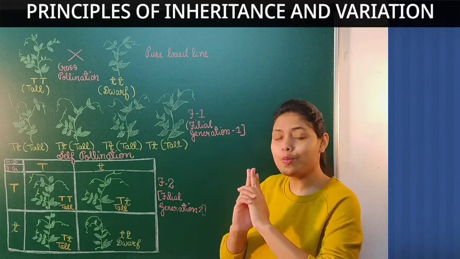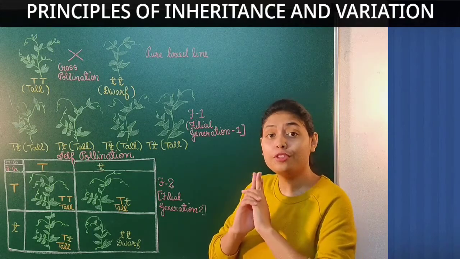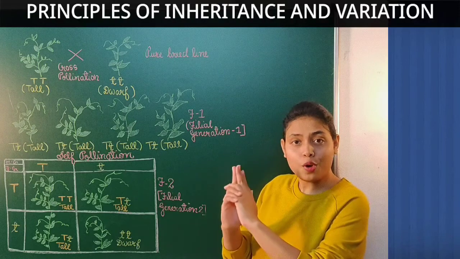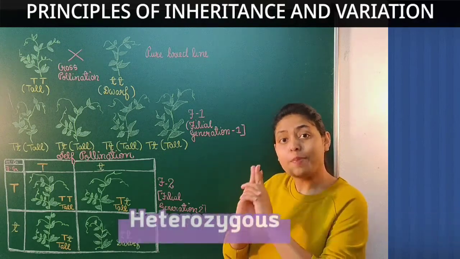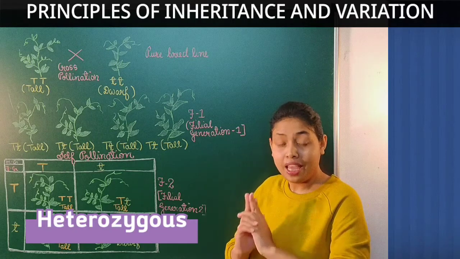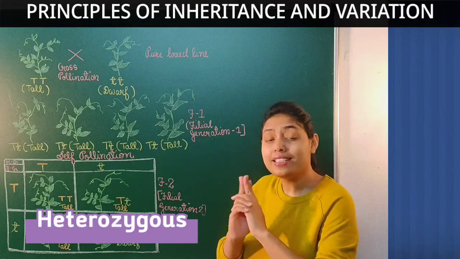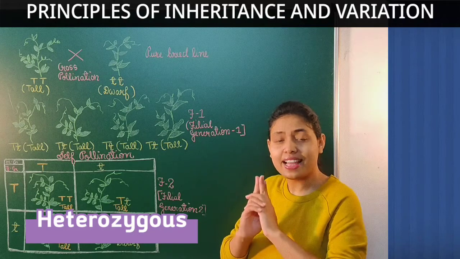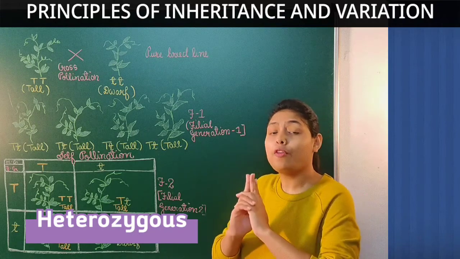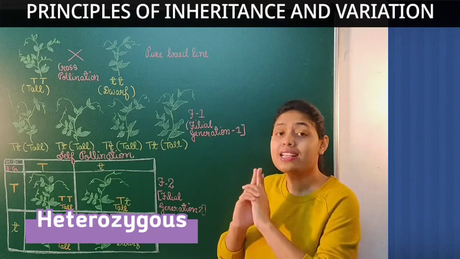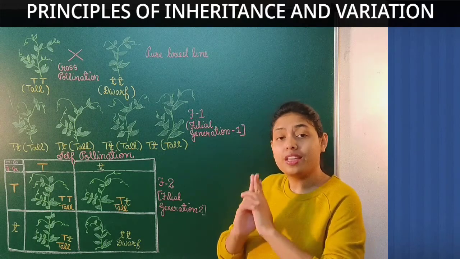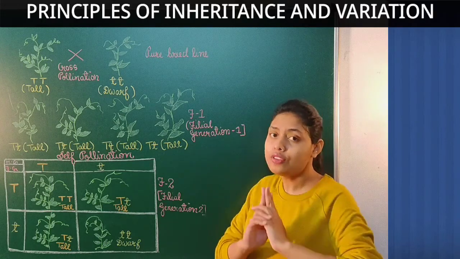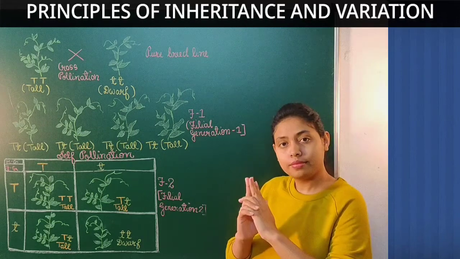As it is cross-pollination, combination of the genes will take place. So the genotype of the tall tree is capital T and small t. As these are not identical to each other and are slightly different, this type of allele combination is known as heterozygous. We can say that the tall plants produced in the F1 generation have heterozygous alleles.